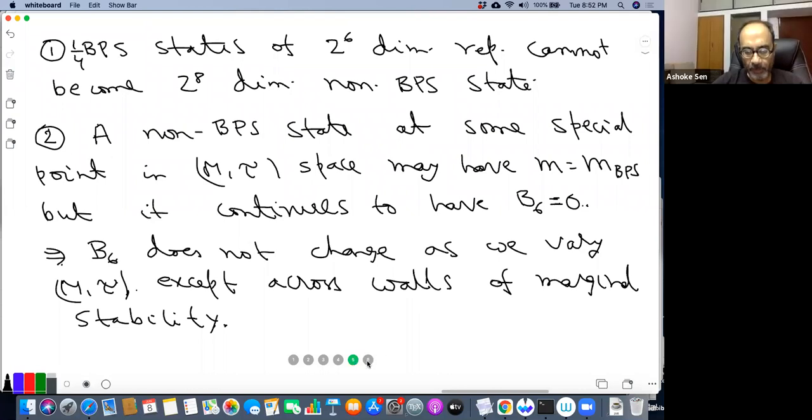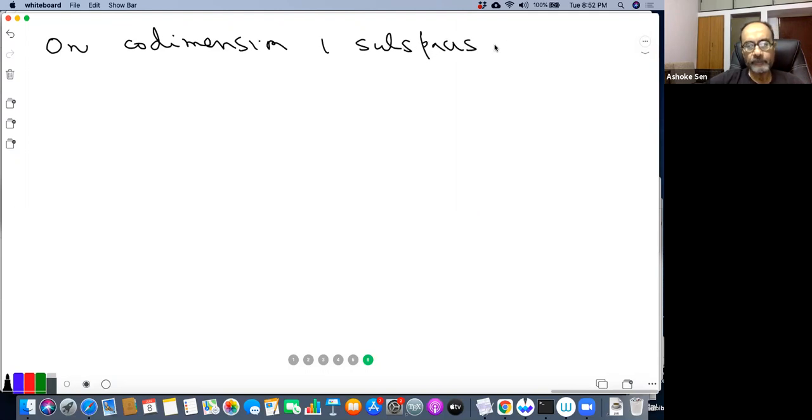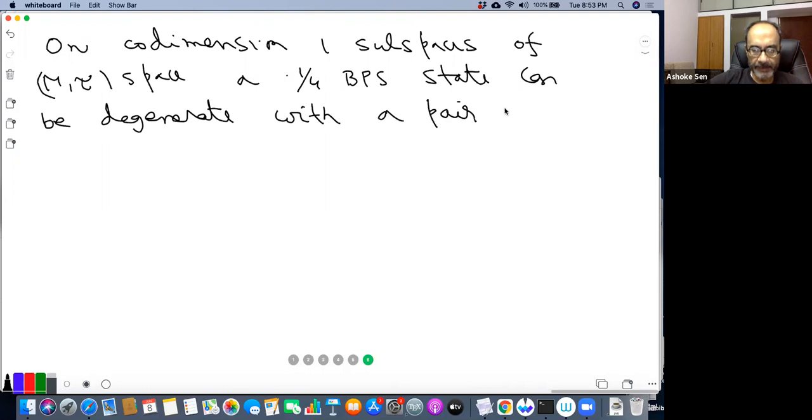Okay. So let me explain these walls of marginal stability. On a codimension 1 subspace of the moduli space, a quarter BPS state can be degenerate with a pair of half BPS states with the same total charge.